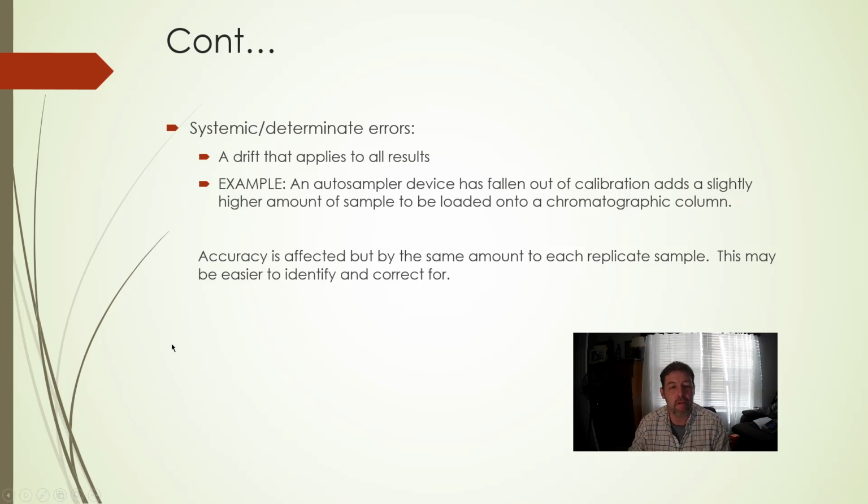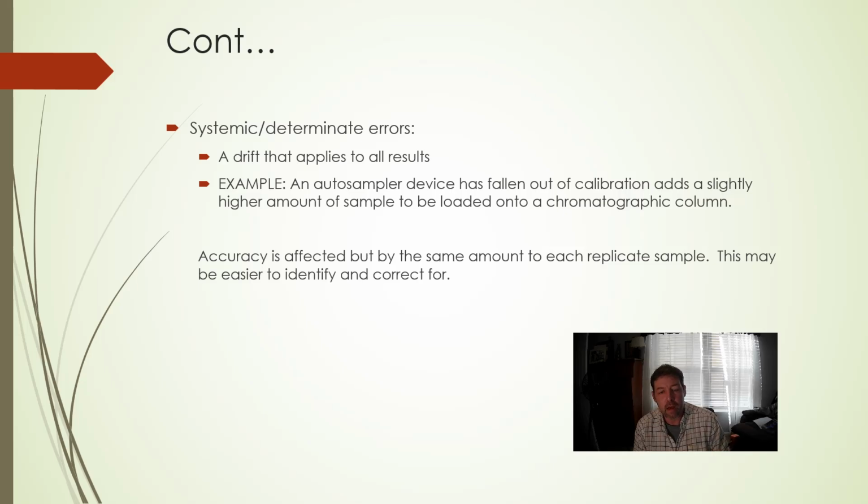Systemic or determinate errors. Okay, this is a drift that applies to all results. Everything is affected by a systemic error. The instrument is broke in a way that it affects every single sample. It's a drift that applies to all results. So an auto sampler, for example, an auto sampler device has fallen out of calibration. You don't know it, and it's adding a slightly higher amount of sample, loading it onto a chromatography column, and you're not aware of it. Well, this is an error that's going to affect every single sample.